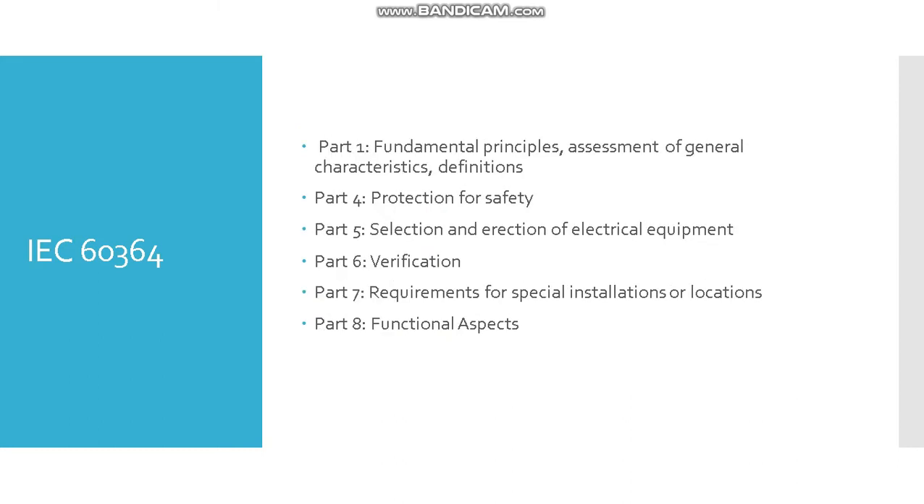So here are the parts of the IEC 60364. The first part is the fundamental principles, assessment of general characteristics, and definitions. Part 4 is the protection for safety. Part 5 is for the selection and erection of electrical equipment. Part 6 is for the verification. Part 7 is for the requirements for special installations or locations. Part 8 is for the functional aspects.